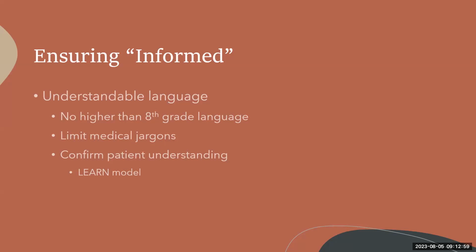It means that any kid who's in 8th grade should be able to understand that. There should be minimal medical jargon. You can mention the names or the terminology of the procedure, but that needs to be explained. You cannot just throw the name out and then stop at that. And then make sure your patient understands. There are a couple of different ways. There's the LEARN model, where you teach the patient and ask them to teach it back to you just to assess how much they understand. And that is a very important part of informed consent.